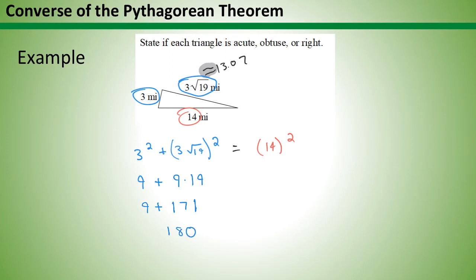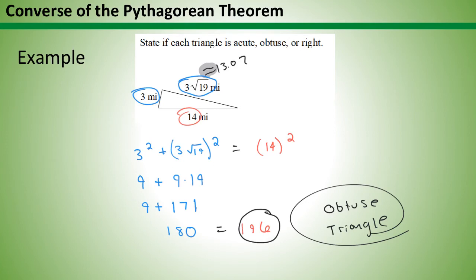Okay, now we're going to look at the other one. If I square 14, I believe that is 196. Okay, so going back to our rules, we said if that longest side is bigger, that makes this an obtuse triangle. And that's what we're looking for there.